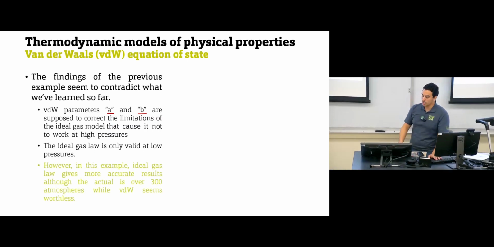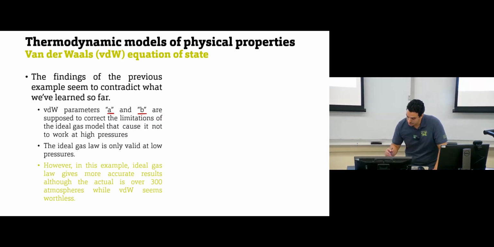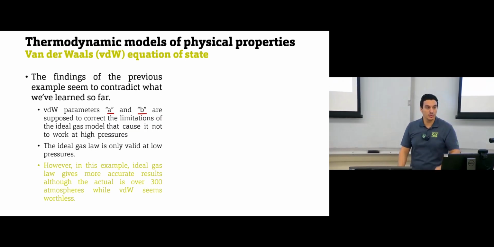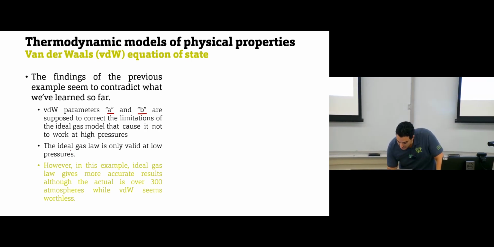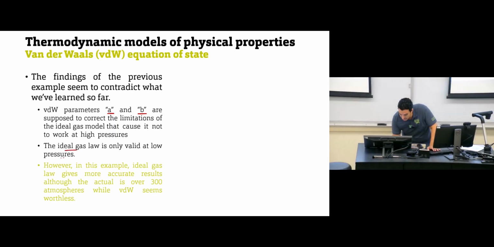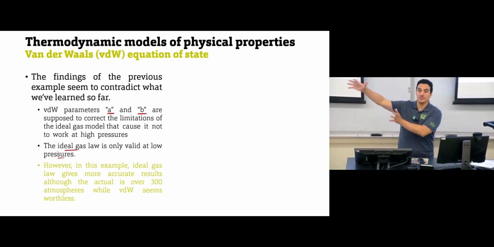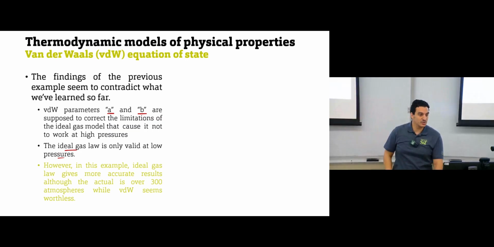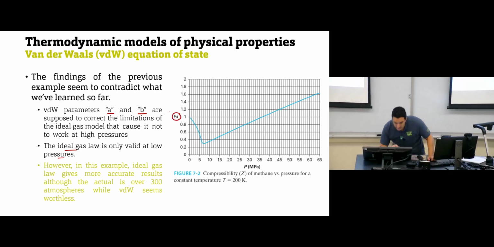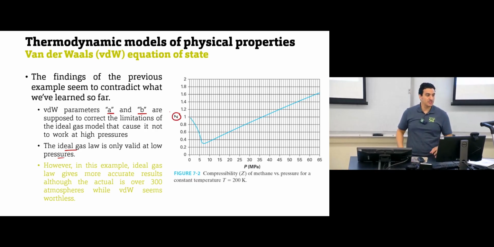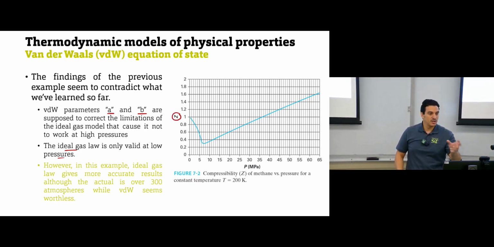So this was the problem: A and B were not very effective at extremely high pressure. But on the other side, we know that the ideal gas law is only valid at low pressure. So how come at this high pressure the ideal gas law becomes valid? Do you remember Z, the compressibility factor? We said you need to calculate Z, right? If Z is close to 1, then the ideal gas equation becomes valid.